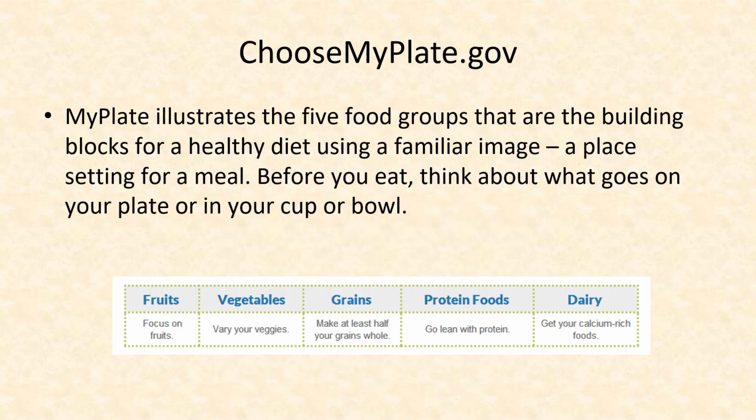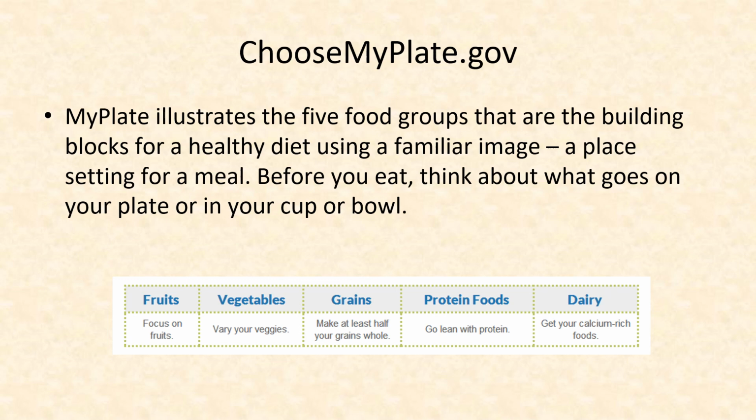I like how choosemyplate.gov illustrates through metaphor the 5 food groups that are the building blocks for a good, solid, sound, healthy diet. And they do that by using a familiar image, which is a place setting for a meal. So what we want to impress on our children is, before you eat, think about what is going on your plate or into your bowl or into your glass.